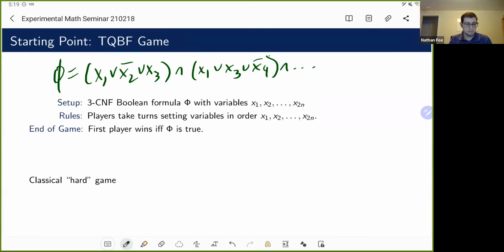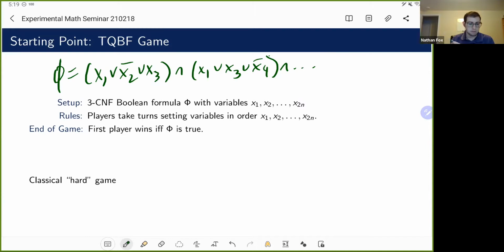So the rules of this game: suppose Abigail and Brian are playing the TQBF game. On the first turn, Abigail chooses a truth value for x1. So Abigail decides x1 is going to be true. Then it's Brian's turn. Brian decides, aha, I'm going to make x2 be true. But you always have to go in the order of the indices. The last move of the game, Brian decides whether x2n is going to be true or false. Then after all the moves have been done, you plug in the truth values that Abigail and Brian chose, and you check if the formula itself is true or false. If the formula is true, Abigail wins, and if it's false, Brian wins.